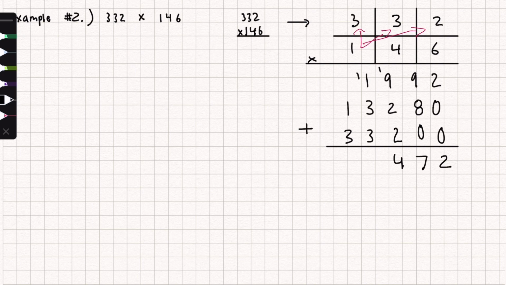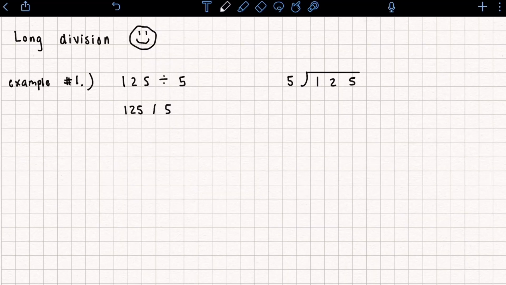And then we have 3 plus 3, 6. And then add the 2 ones that are on top, and that's 8. And 3 plus 1, that's 4. So our answer is 48,472. The next thing we're going to look at is long division.